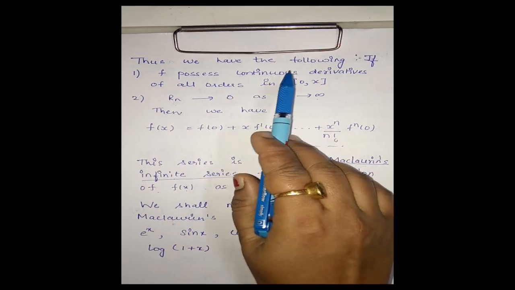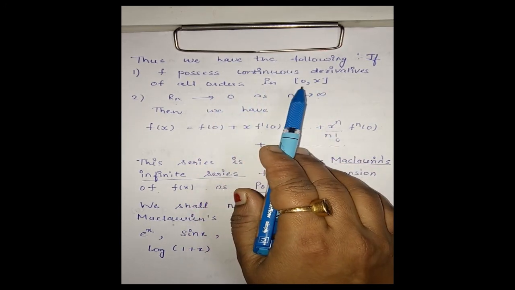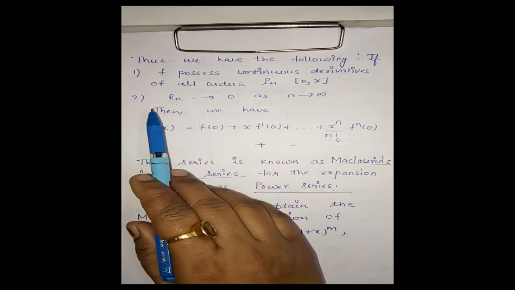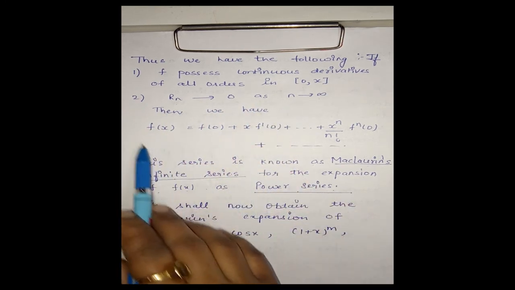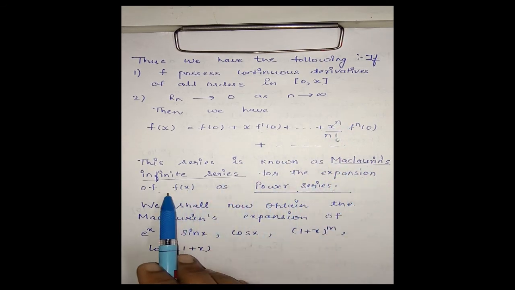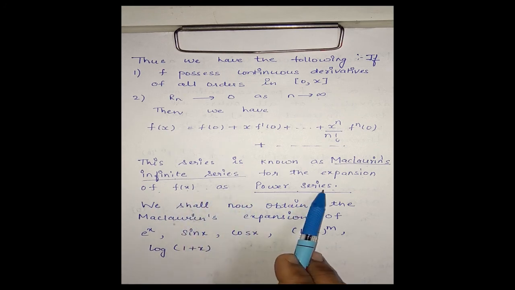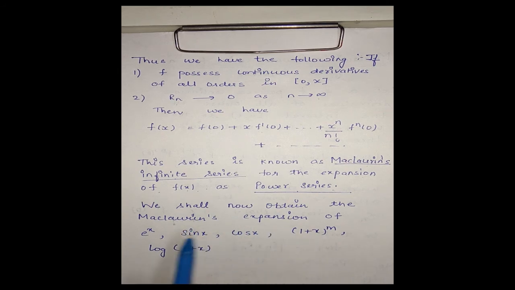Okay, this means if we have a function satisfying these two conditions, f has continuous derivatives of all orders in the closed interval [0, x] and the remainder after n terms tends to 0 as n tends to infinity, then we have this Maclaurin's power series, Maclaurin's infinite series, for the expansion of f(x) as a power series. Okay, clear? Now we shall obtain the Maclaurin's expansion of e^x, sin x, cos x, (1 plus x)^m, where m is a real number, and log(1 plus x). Okay, now let us start one by one.